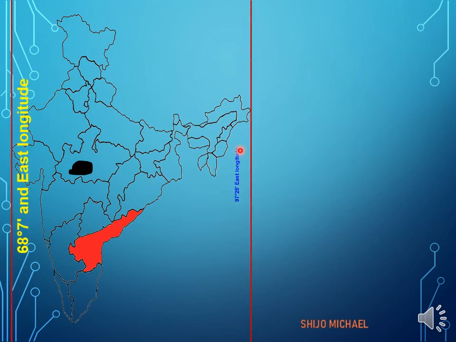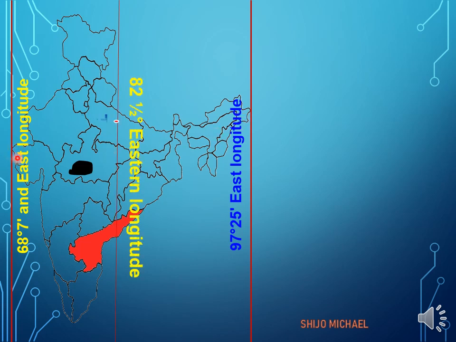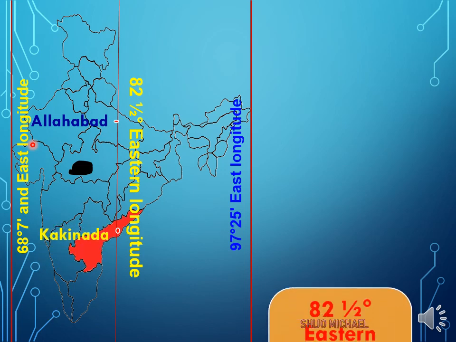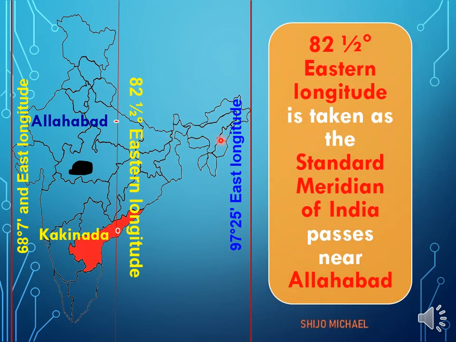Here we can see that the easternmost state of India is Arunachal Pradesh and the westernmost state of India is Gujarat. In between these two states, there is a 30 degree longitudinal difference. If you want to travel 1 degree longitude, it takes 4 minutes. So 30 degrees, 30 into 4 is equal to 120 minutes, that is equal to 2 hours. So actually the time difference between Arunachal Pradesh and Gujarat is 2 hours.